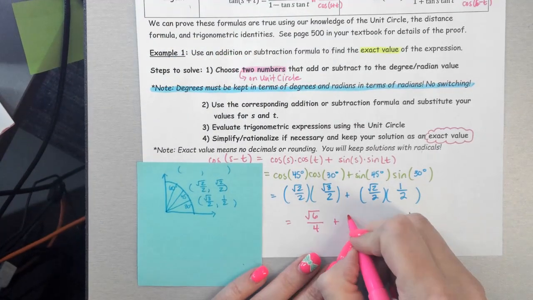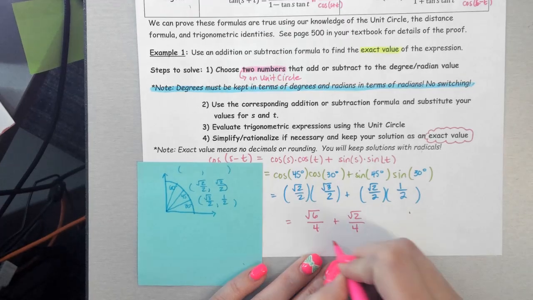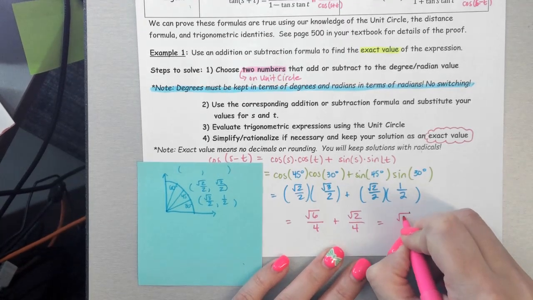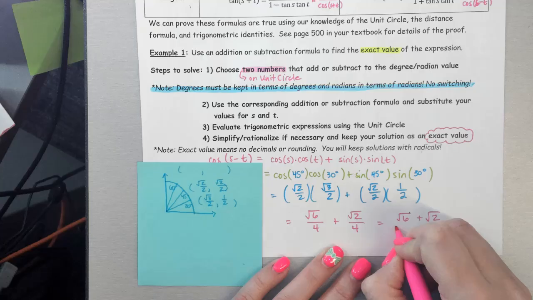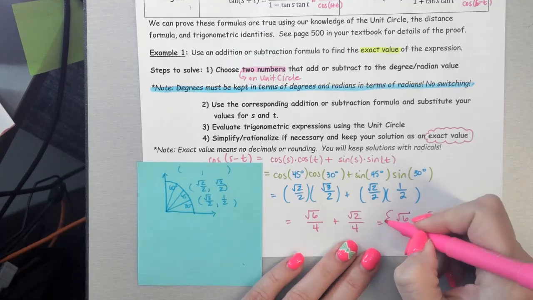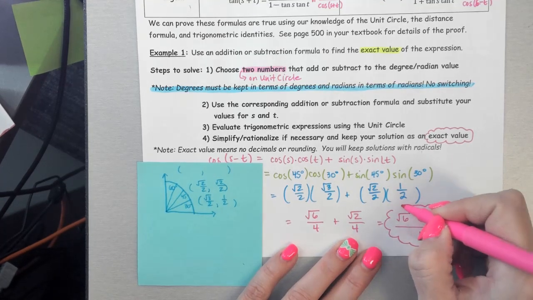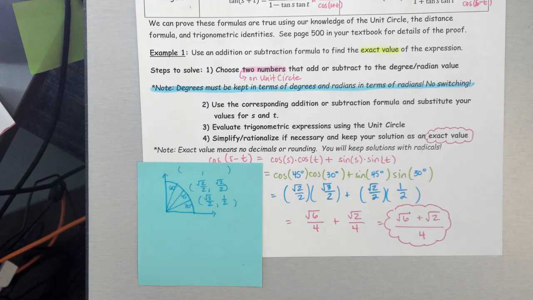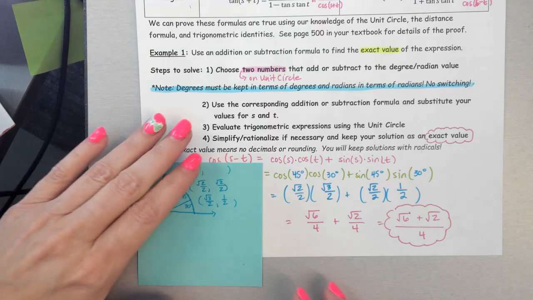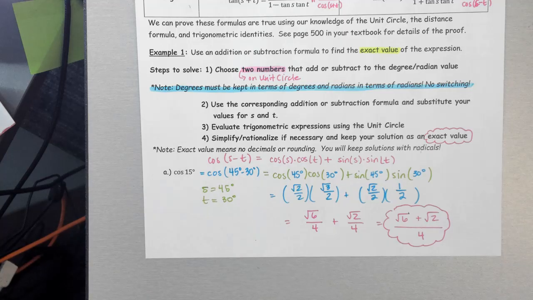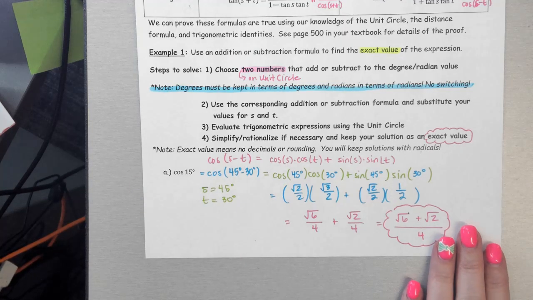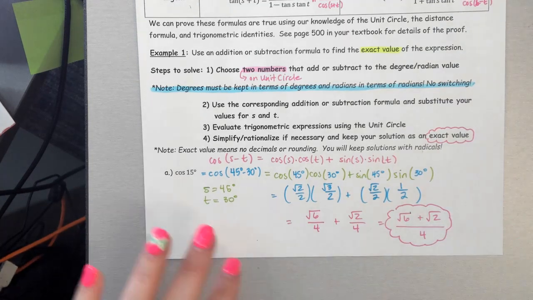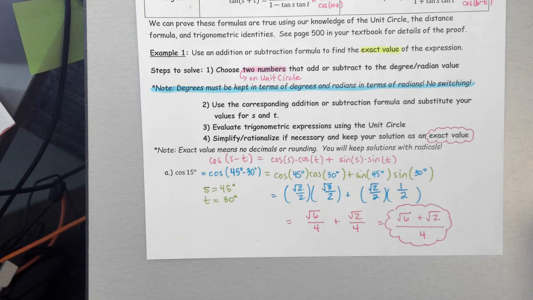Root 2 over 2. Yep, and then you can either leave your answer like that, or you can just write root 6 plus root 2 over 4. Okay, if you ended up with root 2 plus root 6 over 4, that would be the same thing. All right, questions for me on that? All right, so that is degrees. Now we're going to work with some radian values.